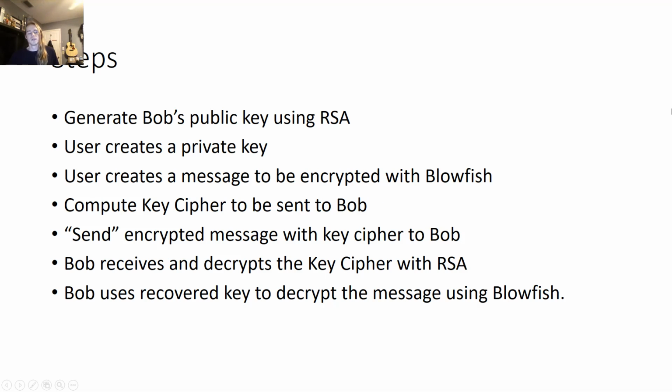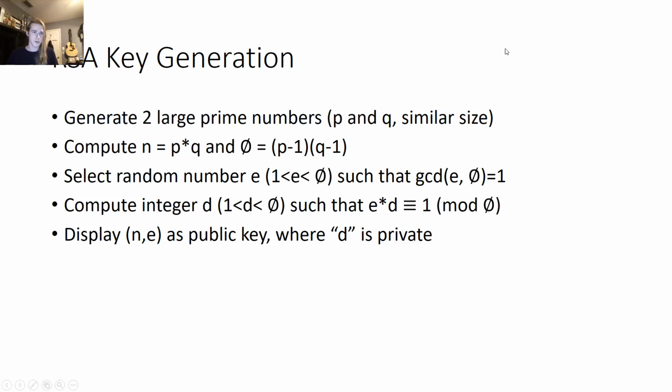So, for a hybrid cryptographic scheme, we will start by generating Bob's public key using RSA, and then the user will create a private key. The user then creates a message which will be encrypted with Blowfish, and we can compute the key cipher that will be sent to Bob. Once Bob receives a key cipher, he can decrypt it using RSA and then use the recovered key to decrypt the message using Blowfish.